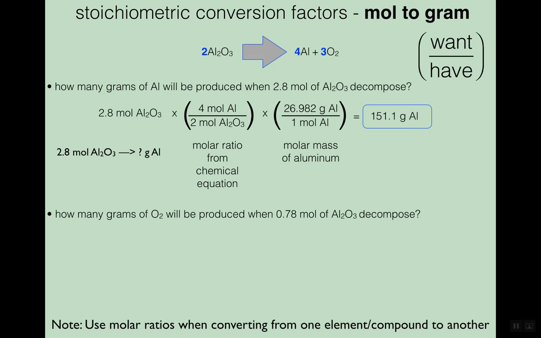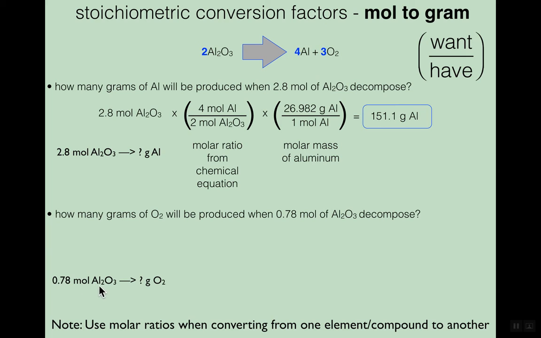Next example. How many grams of oxygen will be produced when 0.78 moles of aluminum oxide decomposes? Again, just like before, I like to write out what they are giving me and what they are asking me to do. They're giving me 0.78 moles of aluminum oxide, and they're asking me how many grams of oxygen that will make.